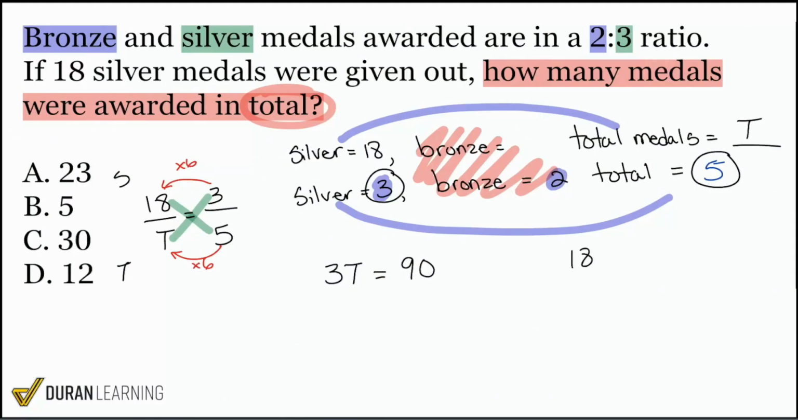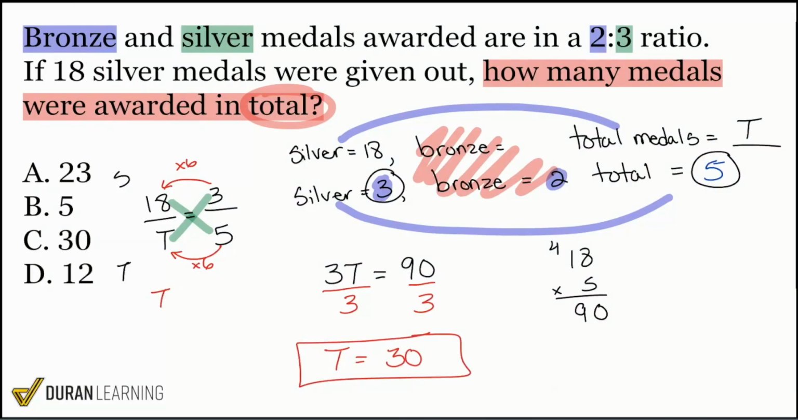And if you don't believe me, no worries, I got you. 18 times 5, 8 times 5 is 40. Carry the 4. 1 times 5 is 5. Carry the 4 is 9. So then we have 3T equals 90. And from there, we can divide both sides by 3. And we still get that same correct answer, T equals 30. Either way, we're still good, but that gives us the true total.